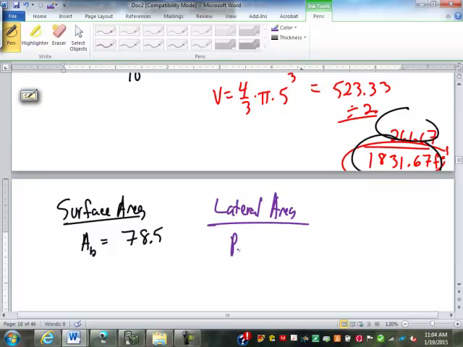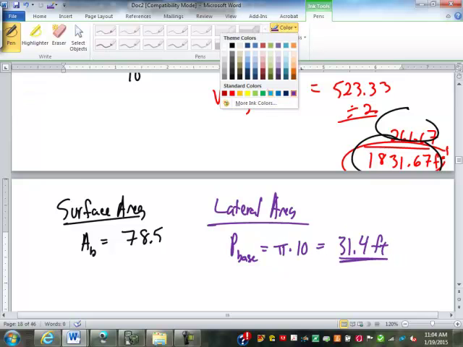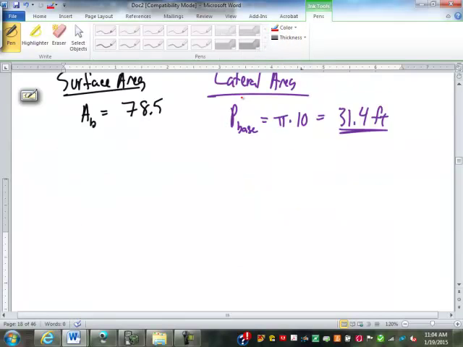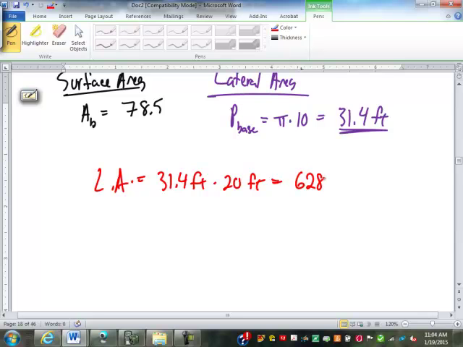To do the lateral area, the first thing we need is the perimeter of the base, which is just going to be pi times 10, so 31.4 feet. It's the circumference of the circle. So the lateral area is the perimeter of that base, 31.4 feet, times the height, which is 20 feet, which will give us 628 square feet of lateral area.